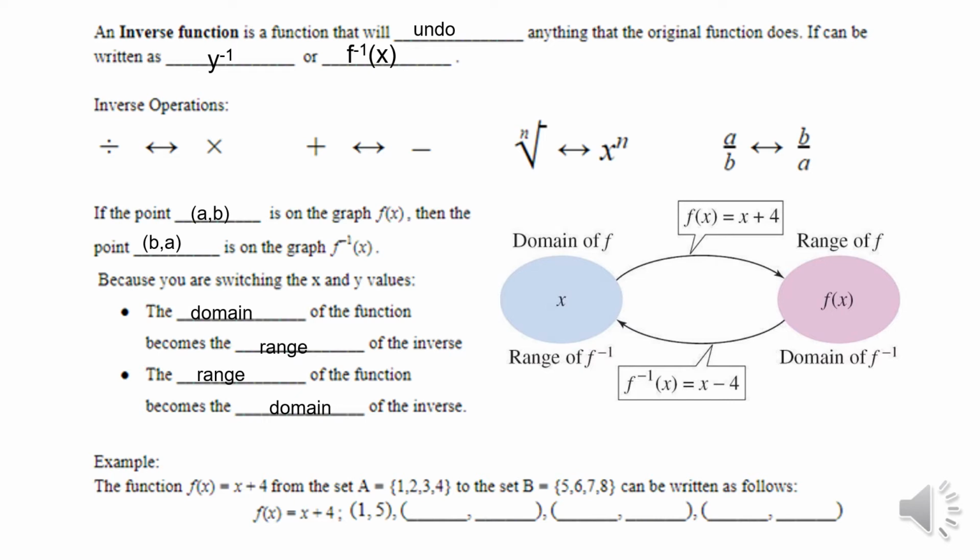So looking at the example on the bottom, we've got a set A and a set B. If I wanted to write them as coordinate points, I have (1, 5), (2, 6), (3, 7), (4, 8). But its inverse would be (5, 1), (6, 2), (7, 3), (8, 4).